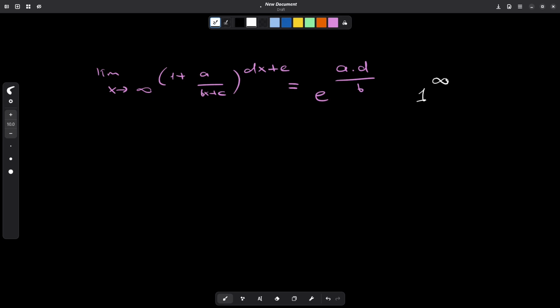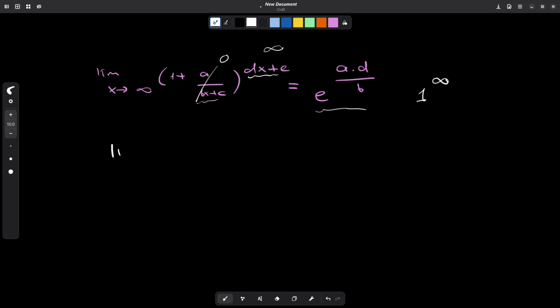And clearly, since my denominator is growing way faster here, this part is 0, and this part is going to be infinity, right? So I am working with 1 to the power of infinity. Therefore, I can say this is true.